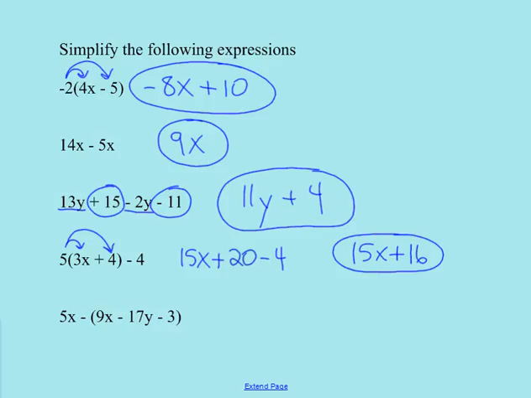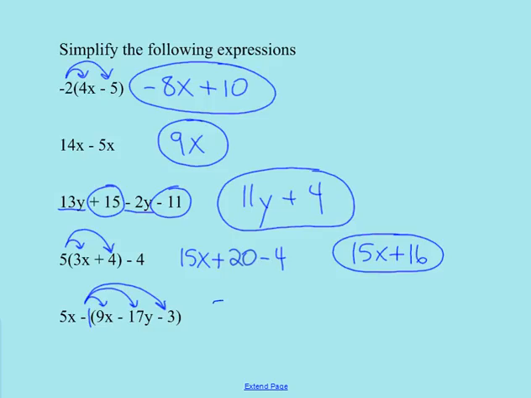And finally, our last example, 5x minus the quantity 9x minus 17y minus 3. Now this is a tricky one, because notice this subtraction sign. We are subtracting the whole quantity, everything in parentheses, right? So we need to treat this as if there is a 1 here as the coefficient. And we need to distribute the negative 1 to each term in parentheses. This is referred to as distributing the negative sign.